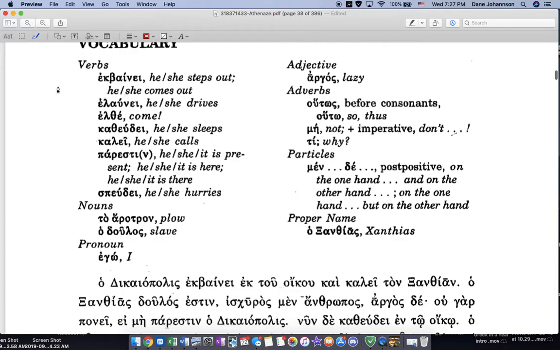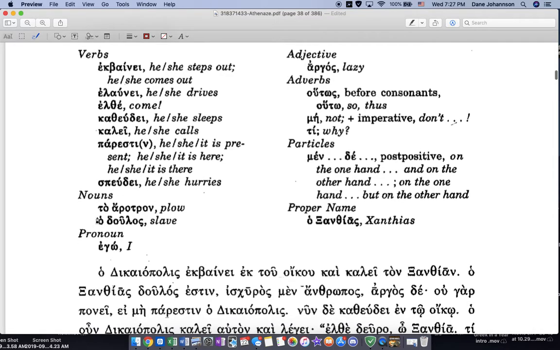Ekveni. He comes out, he steps out, he, she, it, steps out. So there's the ending, third person singular of the present active indicative. Ekveno, I go out, I step out, I come out. Elavni, so again, third person singular. He, she, it, drives. Eltha, come, it's a command, imperative, eltha. Katheudei, he, she, it, sleeps. Kalei, he, she, it, calls, from kaleo, I call. Paresti or Parestin, he, she, it is present, he, she, it is here, he, she, it is there, so Parestin. Speudei, he, she, it hurries. So Speude would be just like Eltha, the imperative. Hurry, Speude. Speudei, he, she, it hurries.